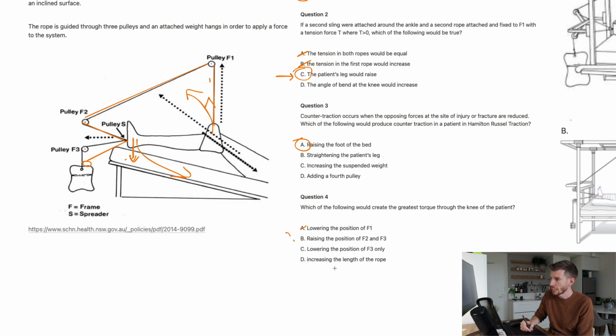And then finally D, increasing the length of the rope. If you increase the length of the rope, it's not going to change anything. The torque is still the same. You need to move the positions of the pulleys. So that one is definitely out.